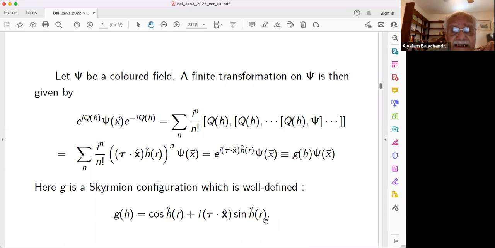And since I have chosen h hat to be 0 at the origin and pi at infinity, g at infinity is -1. So this g goes from 1 at the origin to -1 at infinity, and it has Pontryagin number 1. This is a standard Skyrmion configuration.